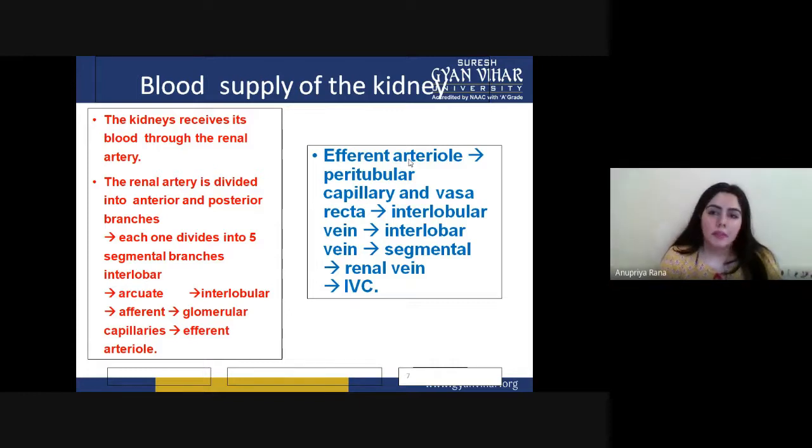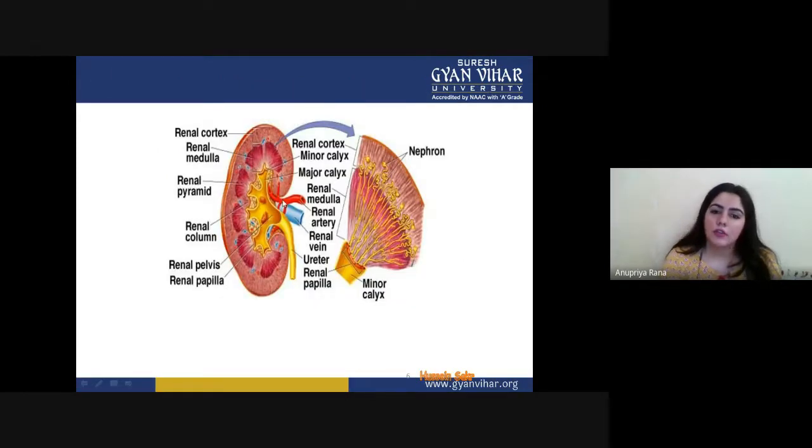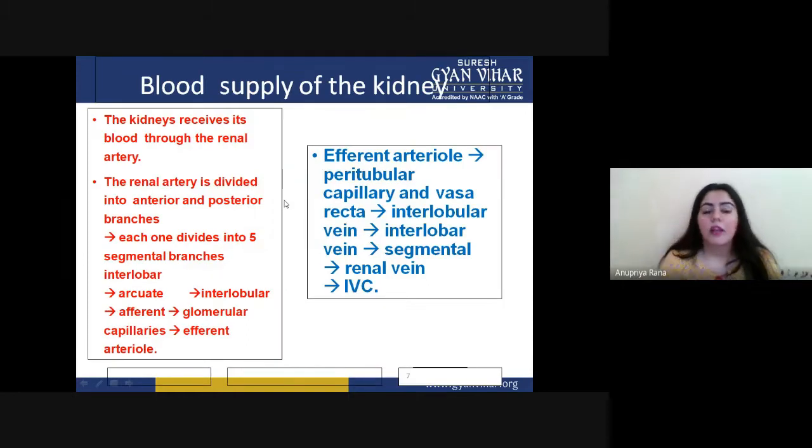Next is the blood supply of the kidney. So how does the blood supply process happen inside the kidney? The kidney receives its blood through the renal artery. We just studied that this is the renal artery which is present here, and through this renal artery the kidney receives its blood. The renal artery is divided into anterior and posterior branches. So there are two branches: one is anterior, the second is posterior.